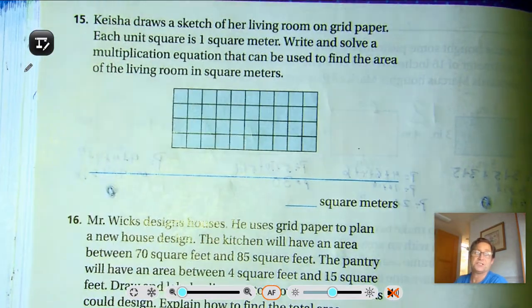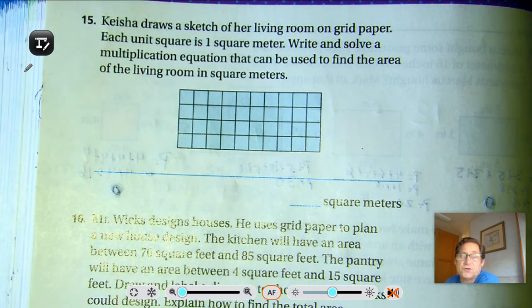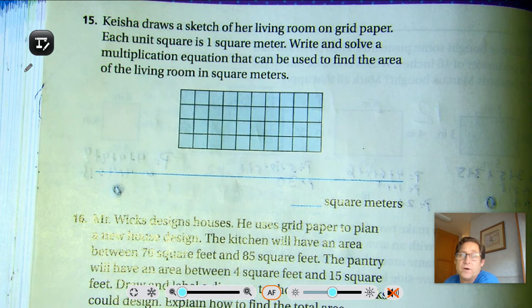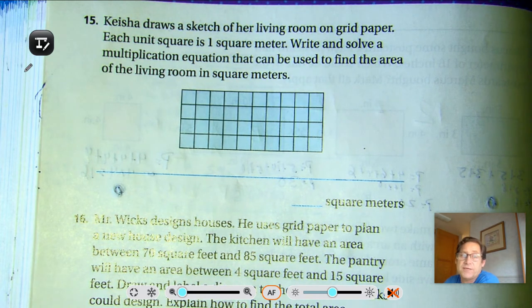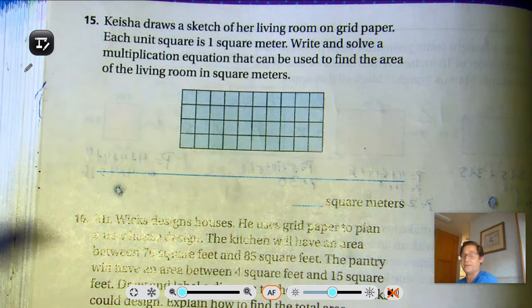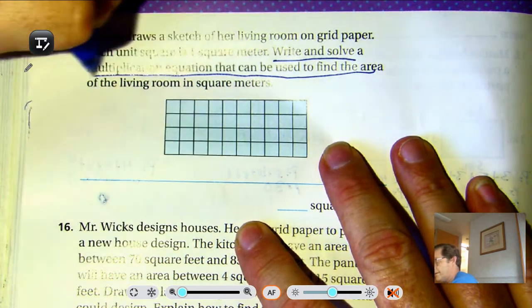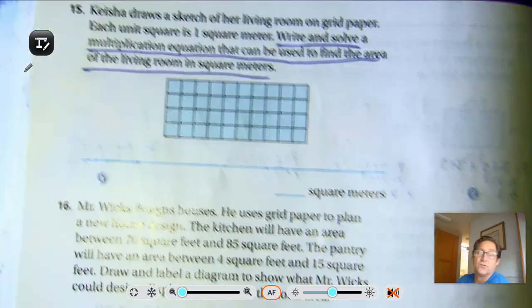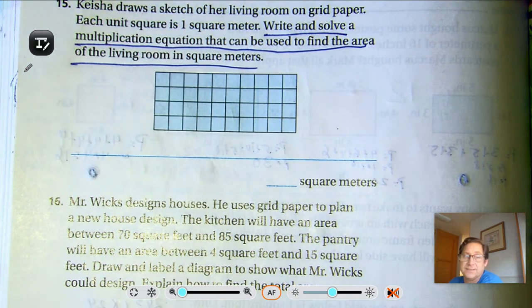All right, page 500, number 15. Keisha draws a sketch of her living room on grid paper. Each unit square is 1 square meter. Write and solve a multiplication equation that can be used to find the area of the living room in square meters. So that's going to be a multiplication problem that has an equal sign. That's what an equation is.